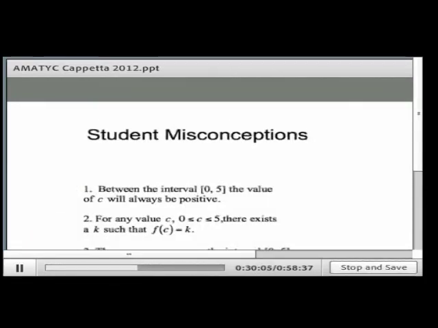Some student misconceptions that we see with this sort of problem: between the interval of 0 and 5, the value of c will always be positive, students say. For any value of c between 0 and 5, there exists a k such that f of c equals k. Many people have said that. Some students have said there are no zeros between 0 and 5. Some students have said there must be a point on the graph where x is between 0 and 5 and y is between 0 and 41. So that's in essence our story.